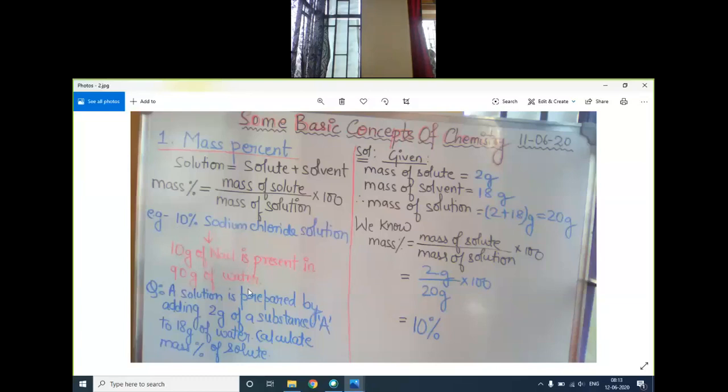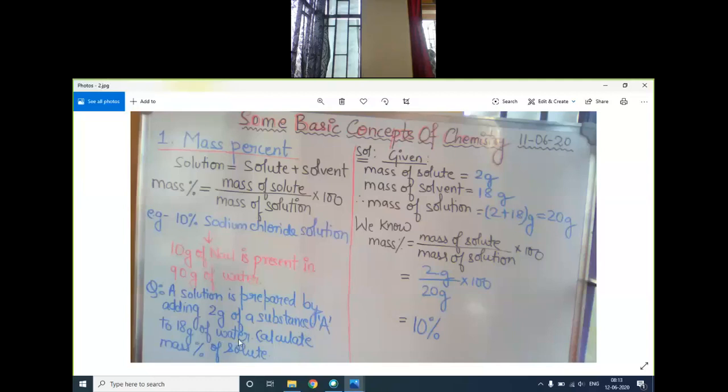One question is there. A solution is prepared by adding 2 gram of substance A to 18 gram of water. Here we have to calculate the mass percent of solute. What is the solute here? Substance A, because we are adding it to water. Water is the solvent here.